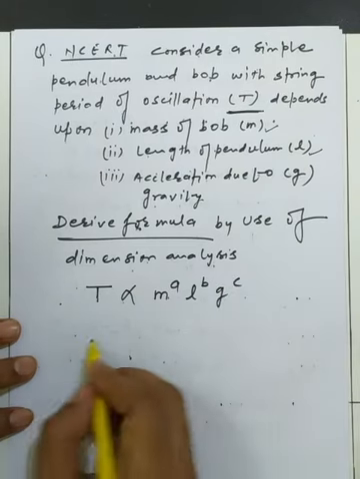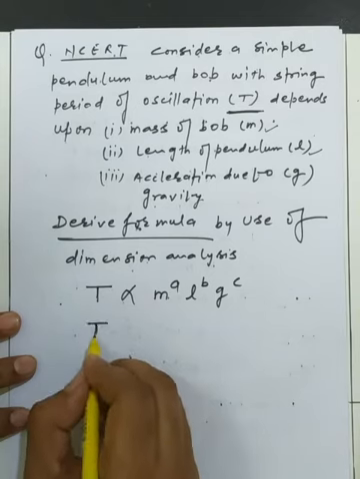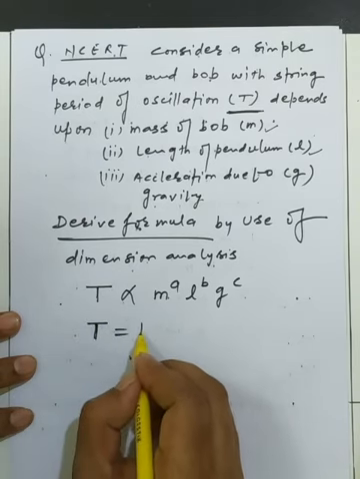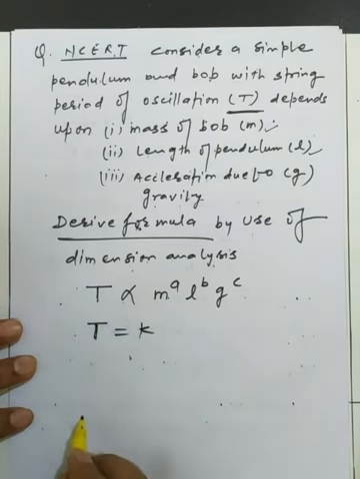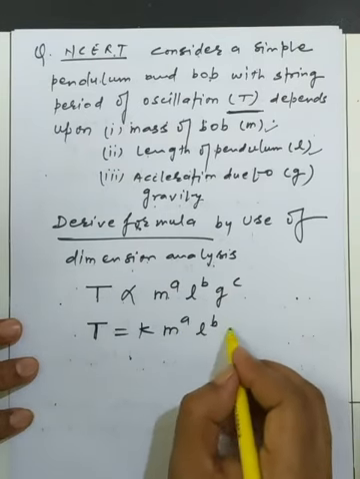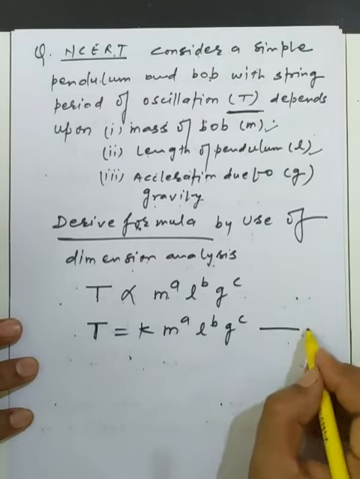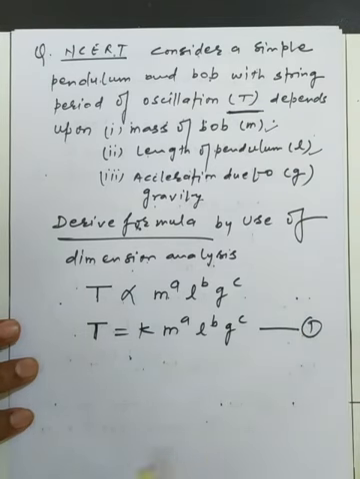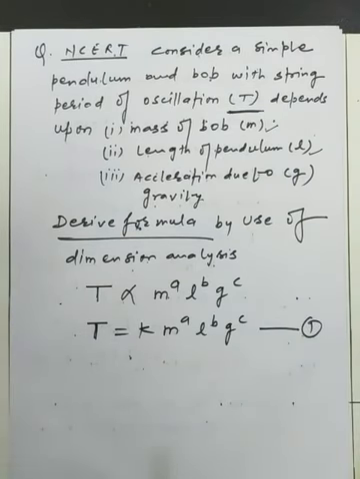Now what we should do, we have to remove the proportional constant. So we are just using, in place of the proportional sign, k, with m, a, L, b, and g with c. So this is one of the base equations we have converted. Now what is the next task we have?